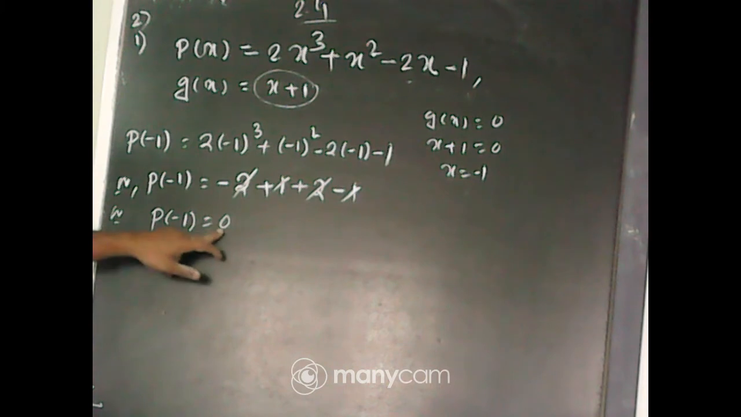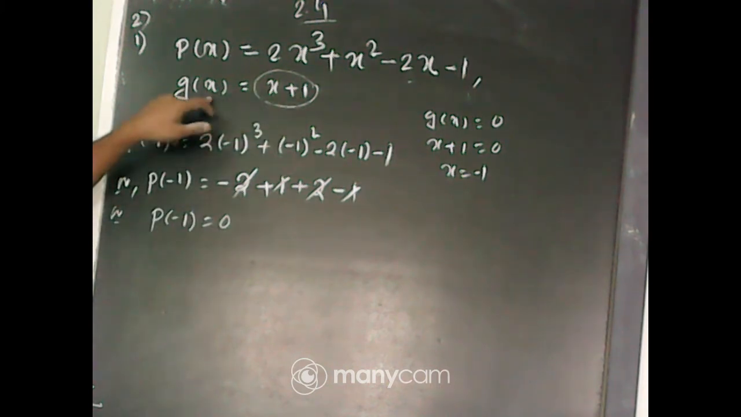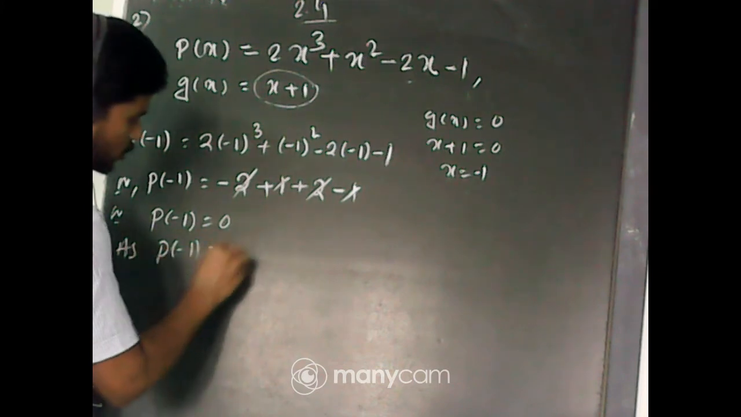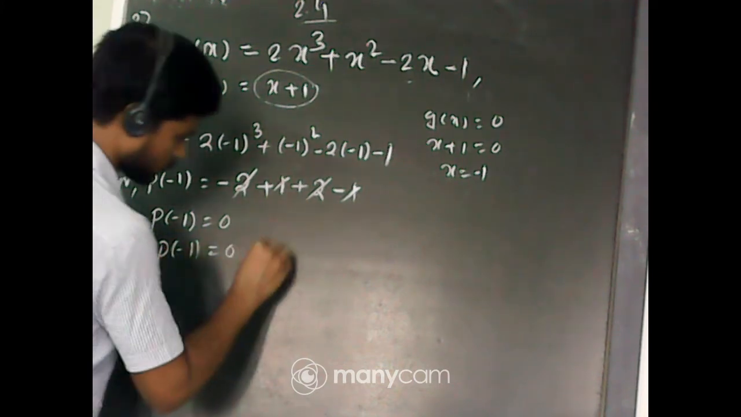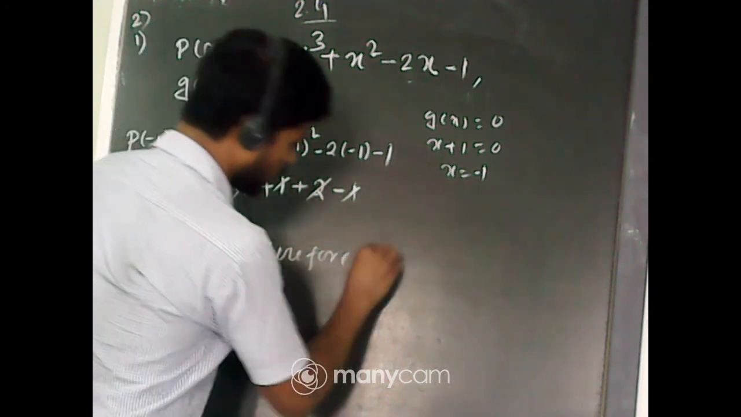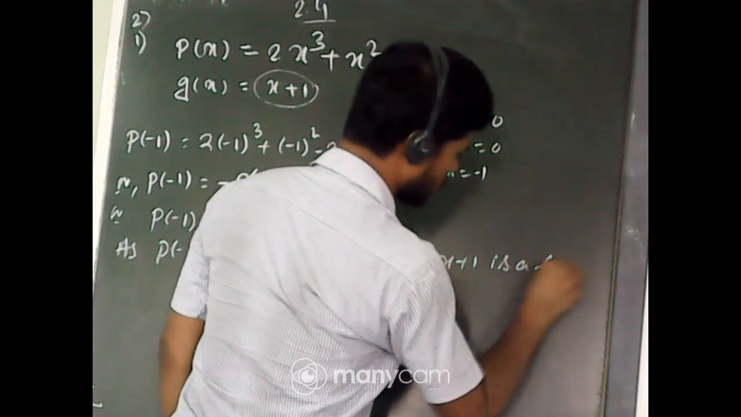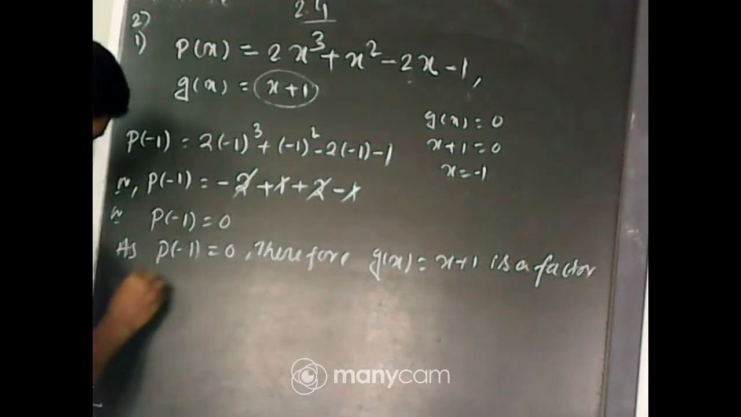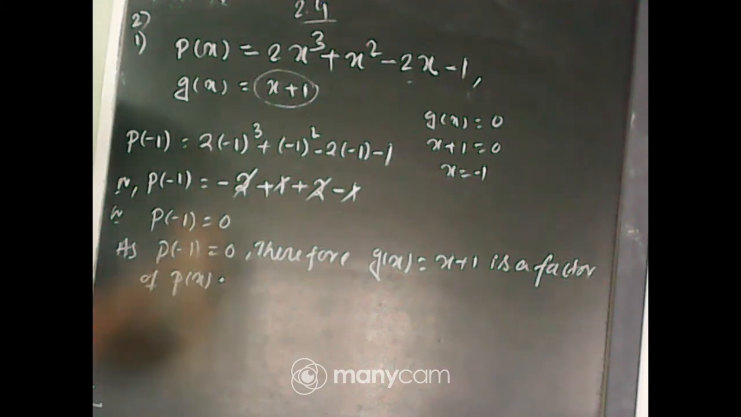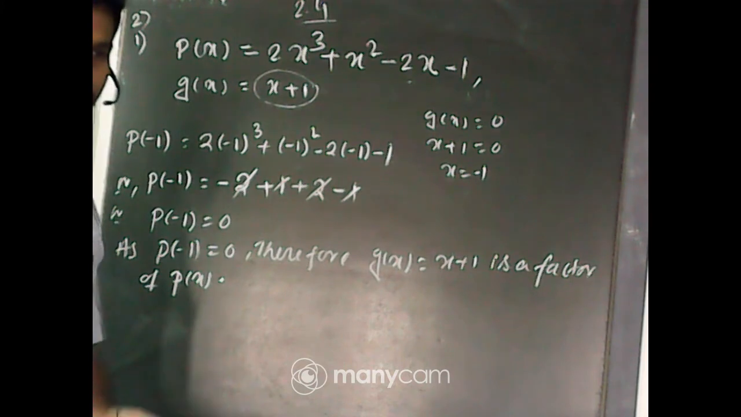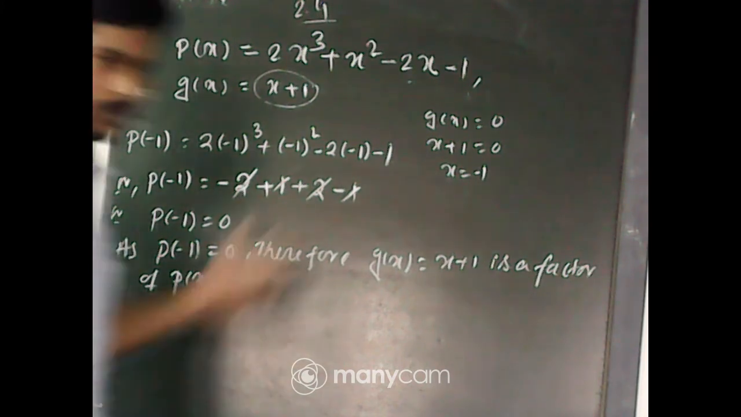So since p of minus 1 is equal to 0, that means g of x, that is x plus 1, is a factor of p of x. Therefore g of x, that is equal to x plus 1, is a factor of the polynomial p of x. Completed. Now any problem from your side in this question?